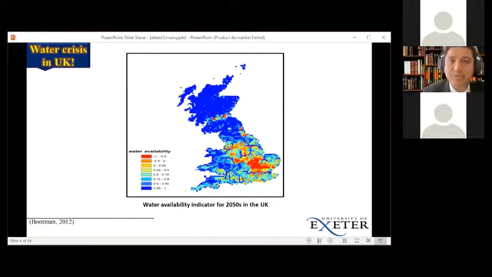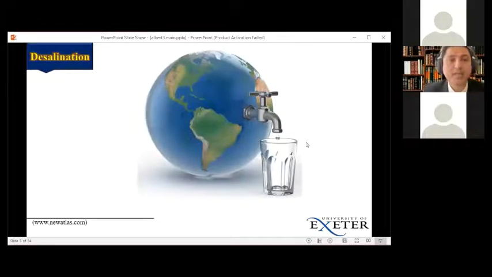Water crisis in UK. Can you believe it? This figure shows the water availability indicators due to climate change and population growth in the UK for 2050. It can be seen from this figure that even a country like UK will experience water scarcity in the coming decades. But don't worry, we have a solution.